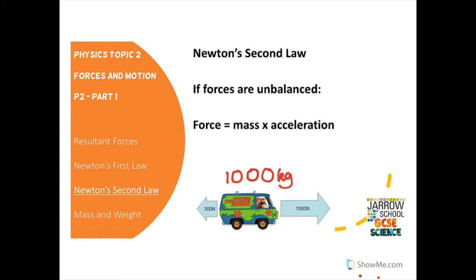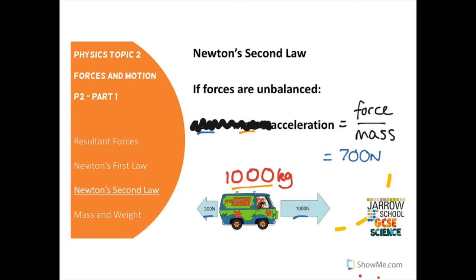Well, the first thing we need to do is rearrange that equation, because we have a mass and we'll have forces, but we're going to be working out the acceleration. And that is it rearranged: acceleration equals force divided by mass. Substitute in the correct numbers. The overall force there is 700 newtons to the right, and you need to divide that by the mass. So that vehicle would accelerate at a rate of 0.7 meters per second squared to the right.